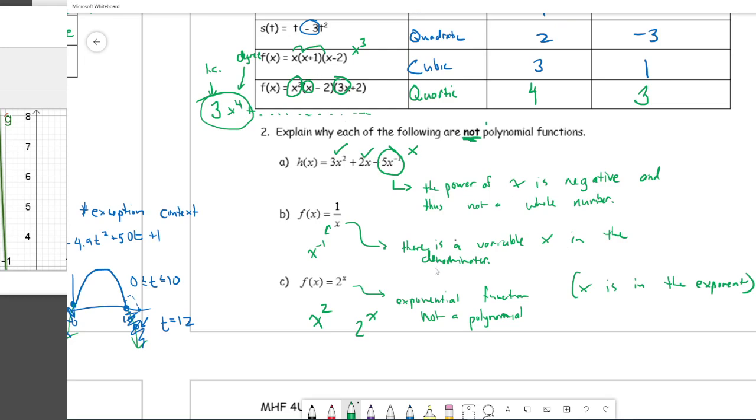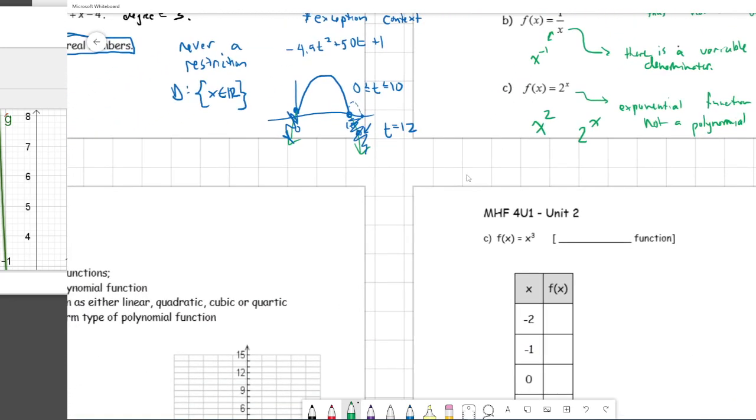So that's it for these ones. So again, can't have a negative exponent on x, can't have x in the denominator, can't have x inside the exponent. That's a different type of function altogether. So none of these are polynomials, and we looked through the three reasons there why not.